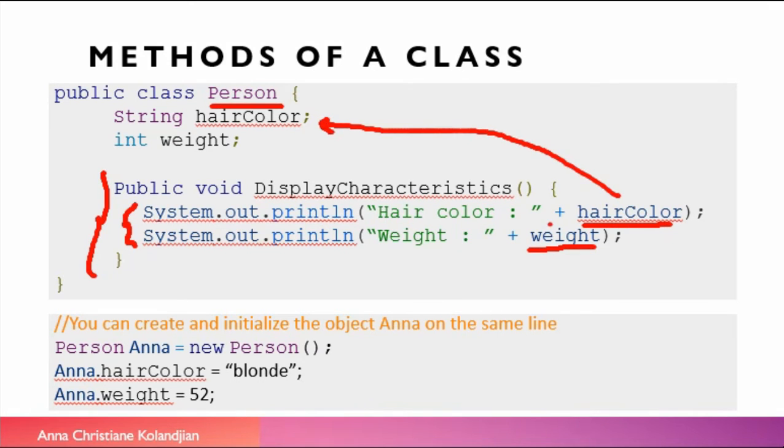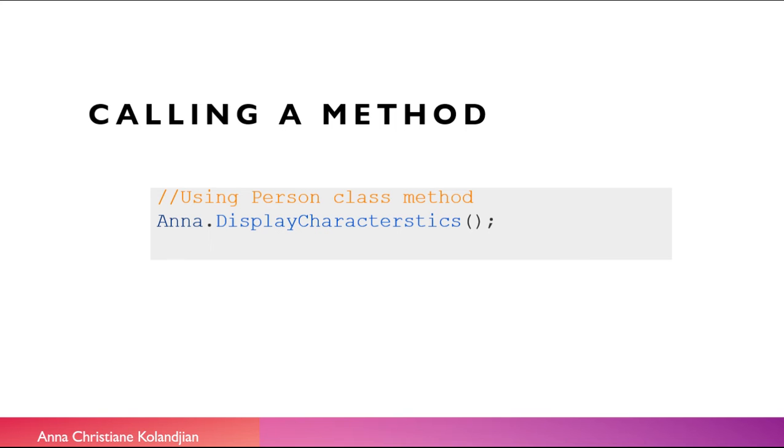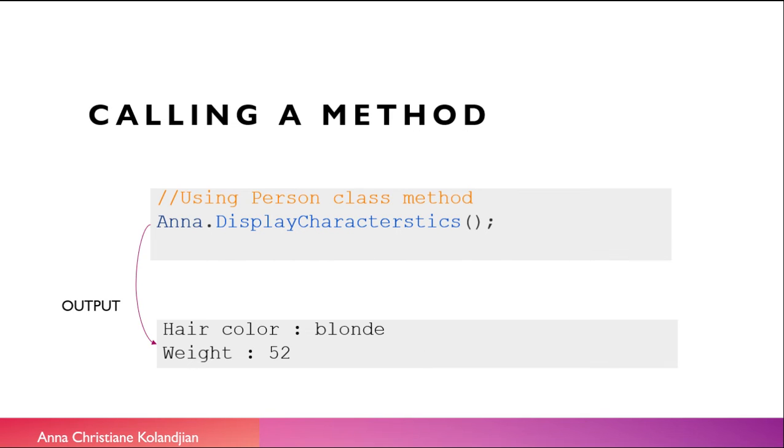Now we'll do something similar to the previous example. We'll create and initialize the object Anna, where we'll assign the additional attribute weight. You can call that method by typing the object's name followed by a dot and the method's name. The output would be the behavior of the method displayCharacteristics. We recall this later, it prints the two attributes. Now if you're not familiar with the keywords new, public, and static, I'll be explaining them in the next videos.